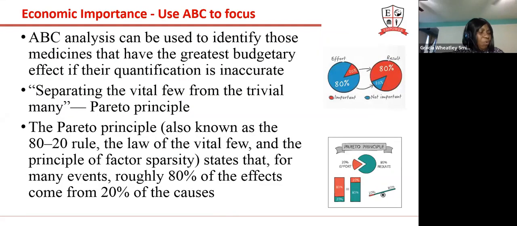Another economic importance tool that we can use is an ABC analysis. The ABC analysis can be used to identify those medicines that have the greatest budgetary effect if their quantification is inaccurate. Separating the vital few from the trivial many is the Pareto Principle. It is known as the 80-20 rule, the law of the vital few, and the principle of factor sparsity. It states that for many events, roughly 80% of the effects come from 20% of the causes.